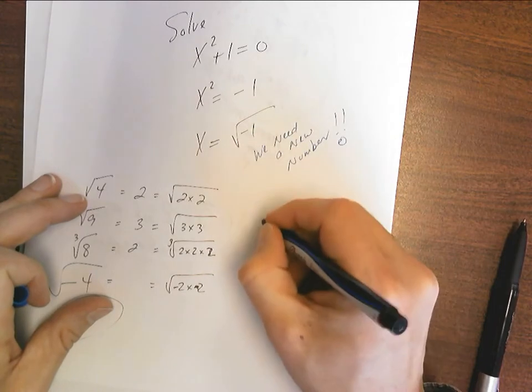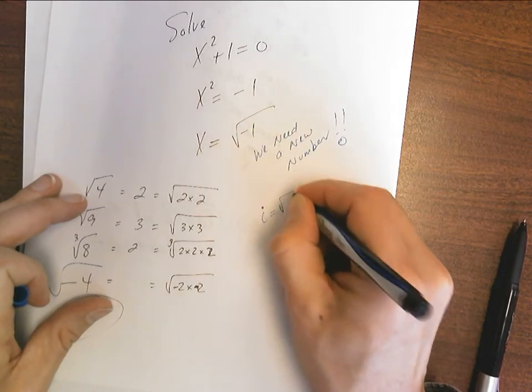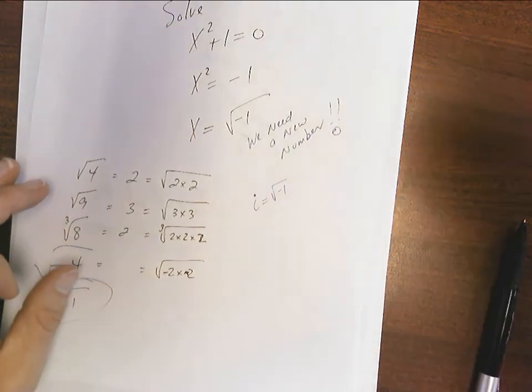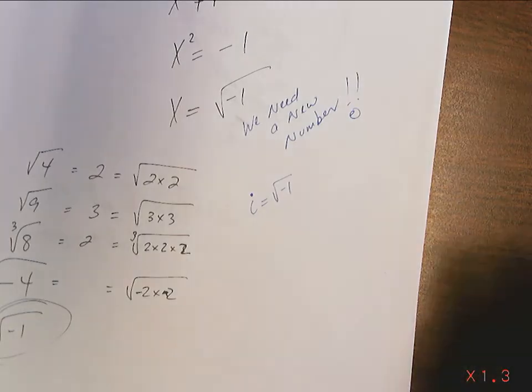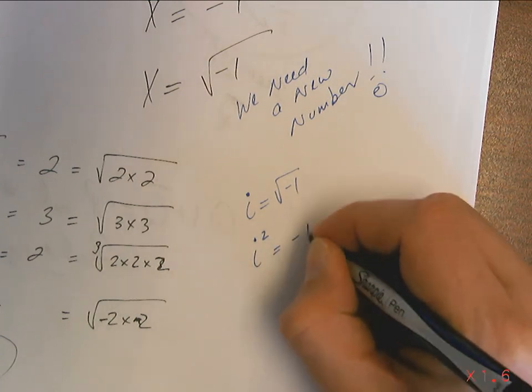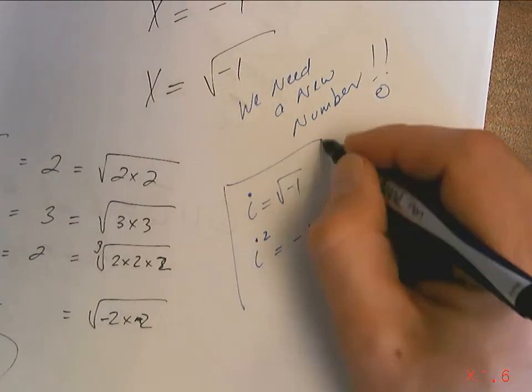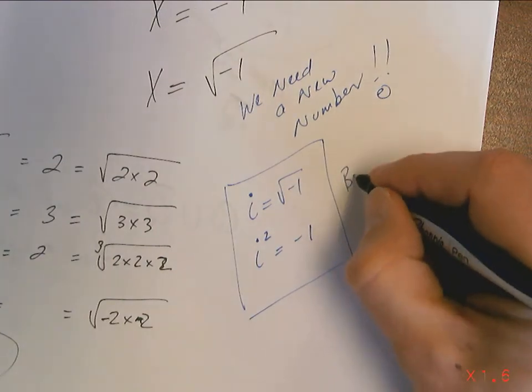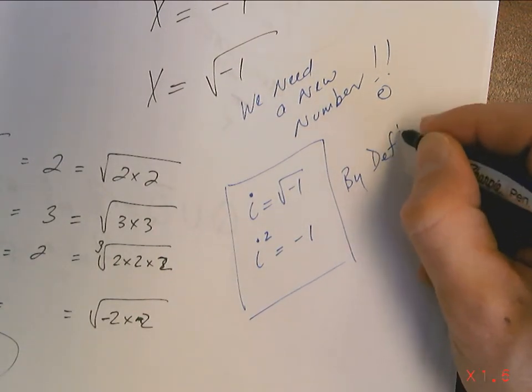So, that new number will be called i. And we're going to define it as i equals the root of negative 1, and i squared is going to equal negative 1. And that is by definition. So we can't argue with that. That's just what it is.